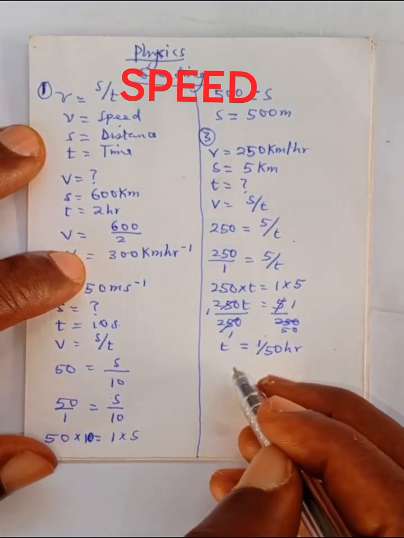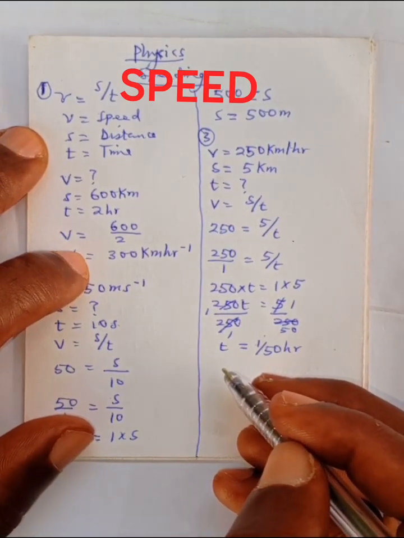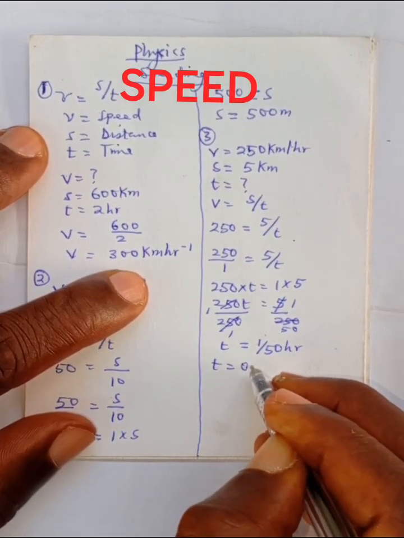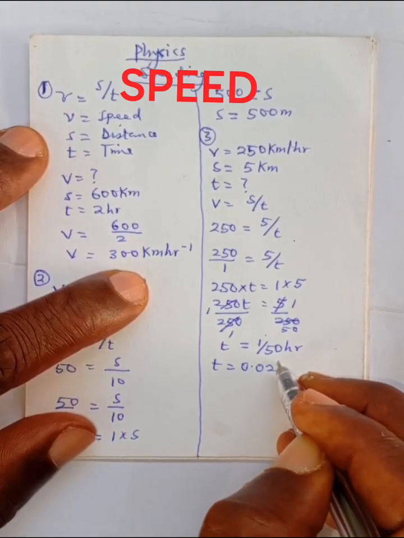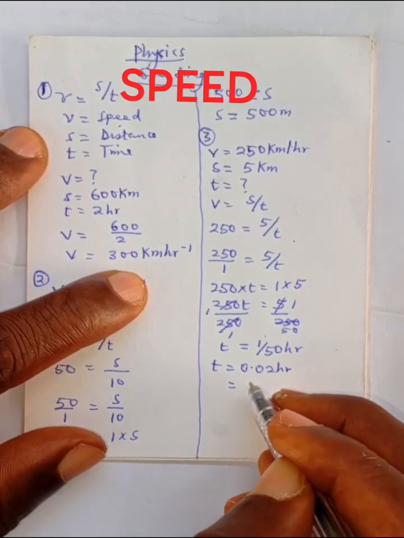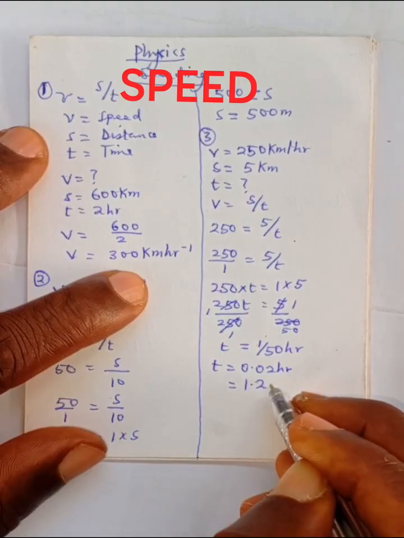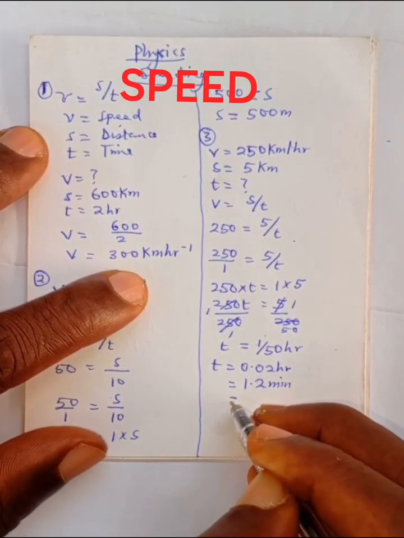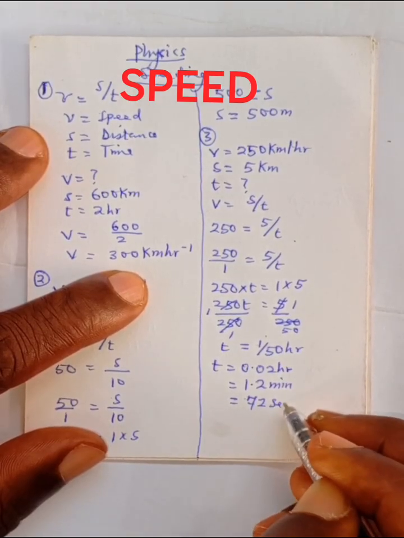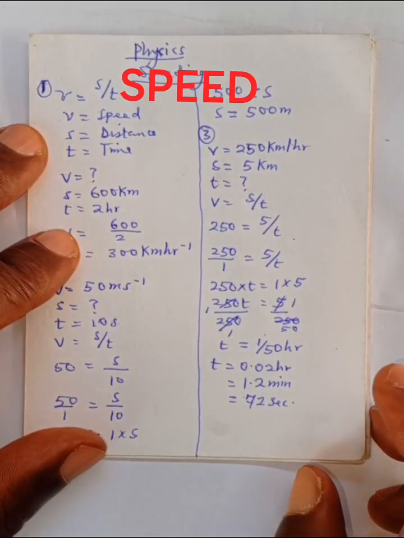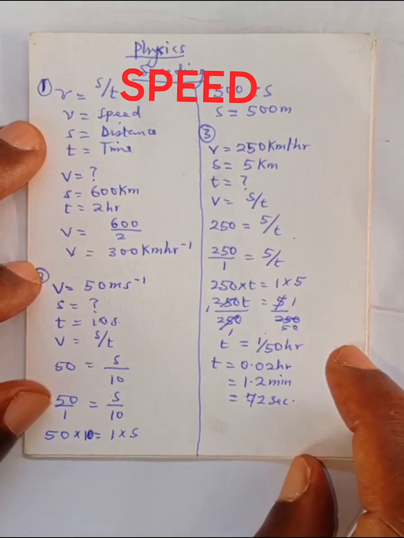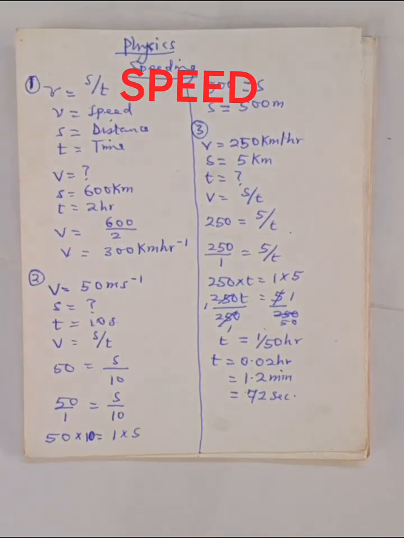Good. Now 1 all over 50 hours is the same thing as t is equal to 0.02 hours. Is the same thing as 1.2 minutes. Is the same thing as 72 seconds. So that is the time taken for the entire journey.